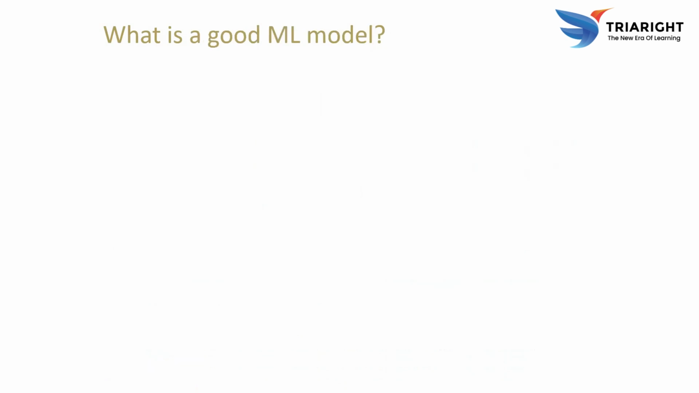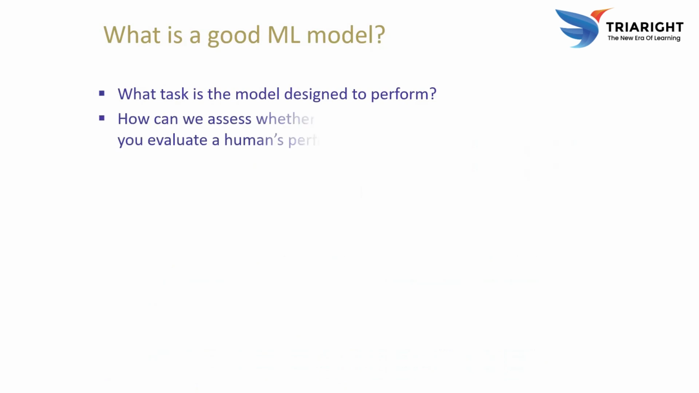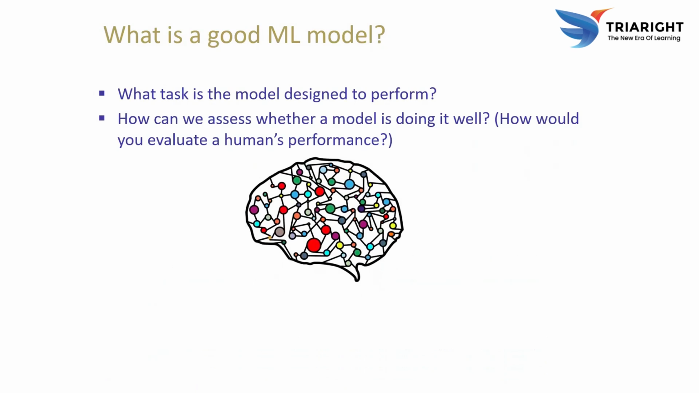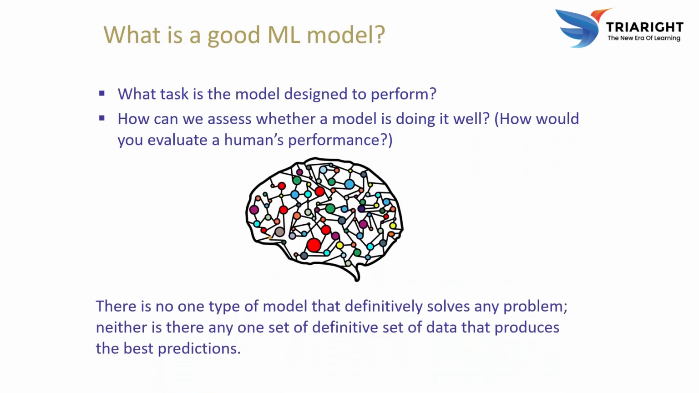So what makes a good machine learning model? What task is the model designed to perform, and how can we assess whether a model is doing it well? Here we have neural networks too, to understand the data set in the analysis part and identify the patterns. There is no one type of model that definitely solves any problem, neither is there any one definitive set of data that produces the best predictions.